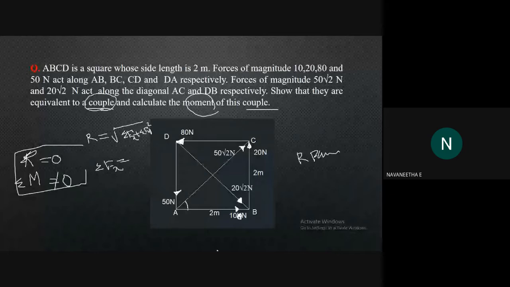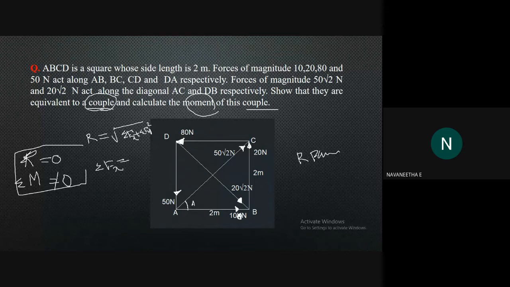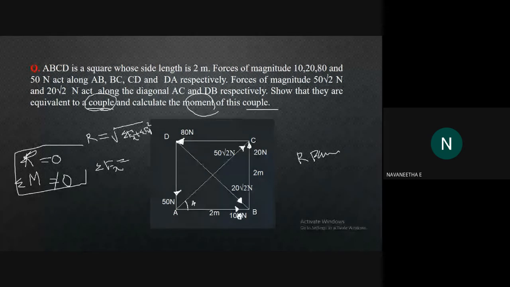What is the inclination of 50 root 2? 45, because the interior angle of a square is 90. If you draw a diagonal, then what is the inclination of that diagonal? It should be half of that 90. Half of the 90 is 45. So the inclination of 50 root 2 should be 45 degree.